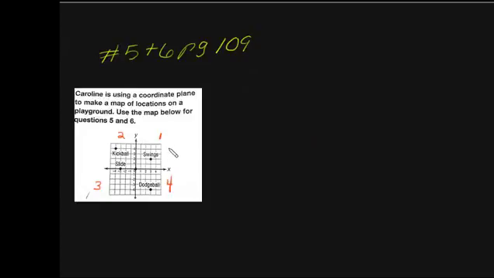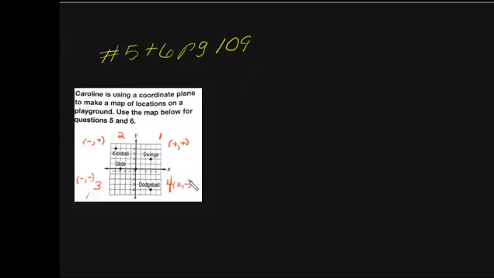Each quadrant has a set of two coordinates. Your first coordinate in quadrant 1 is positive, that's your x. Your second is also positive, that's your y. In quadrant 2, your x is negative and your y is positive. In quadrant 3, both your x and your y are negative. And in quadrant 4, your x is positive and your y is negative.